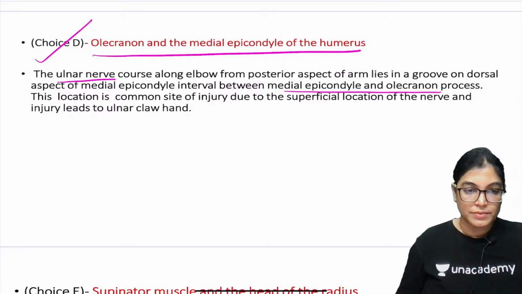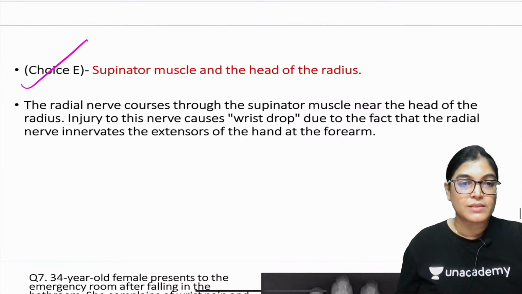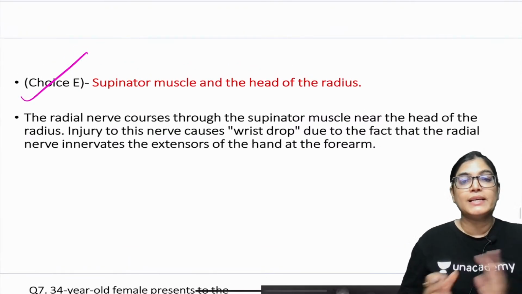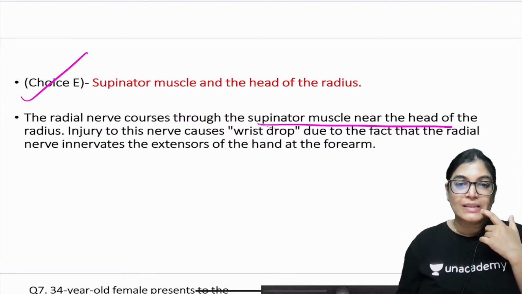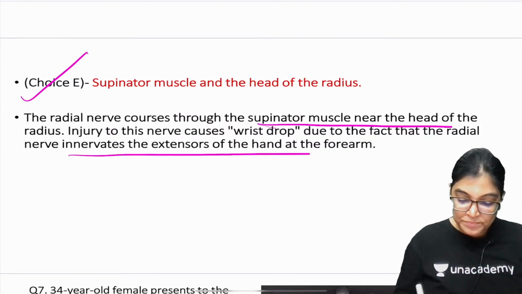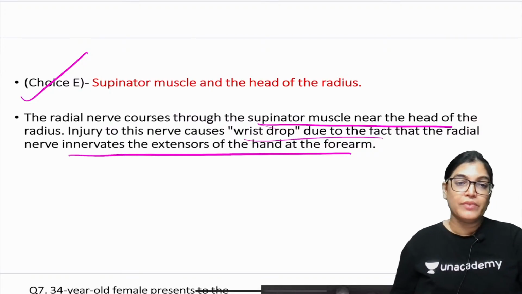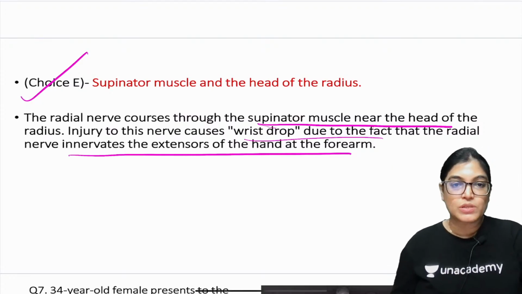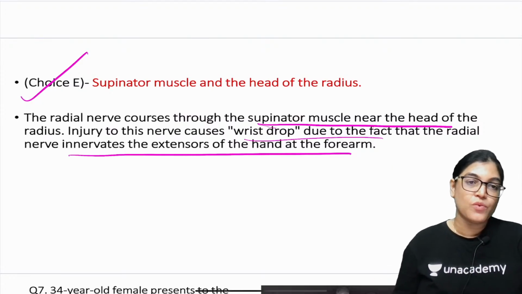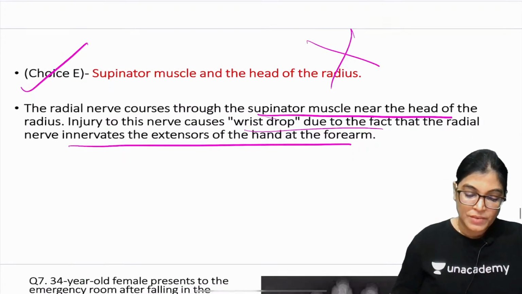for the ulnar nerve. Supinator muscle and the radial head of humerus. Okay, so the radial nerve is coursing through the supinator muscle, and if it is compressed or involved, the result will be wrist drop, due to the fact that the radial nerve is innervating the extensor muscles of the forearm. So this is the radial nerve course, not for the ulnar or median nerve. So this is the wrong option.